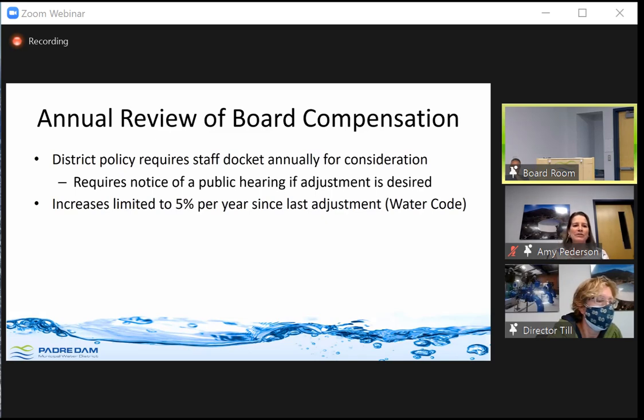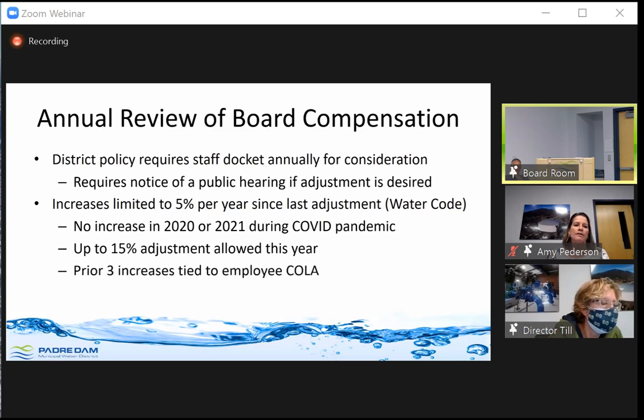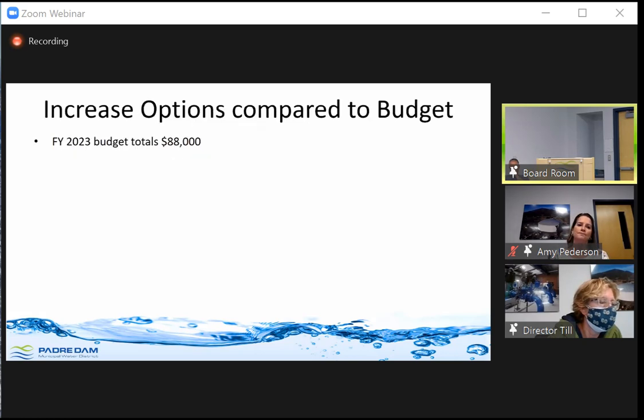So they're limited to 5% per year since the last adjustment under the water code. The last 2 years, the board has not increased its per diem in light of the COVID pandemic. So that means this year, should you wish to increase the per diem, you have the option to go up to 15%. That's allowed under the law. Just as a matter of practice, the prior 3 increases you tied to the employee COLA that was given for that fiscal year. And then any increase becomes effective 60 days after approval. And for this, we tie it to our fiscal year, so it would become effective July 1.